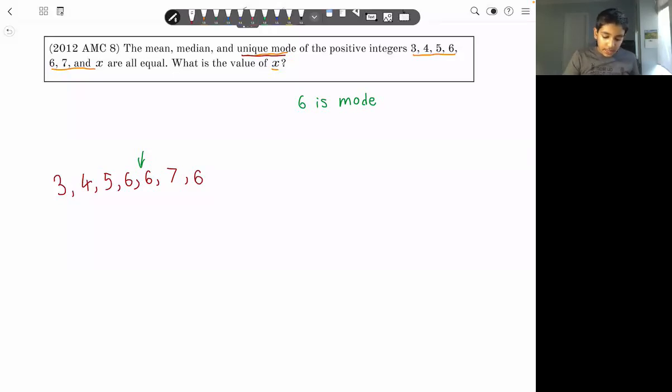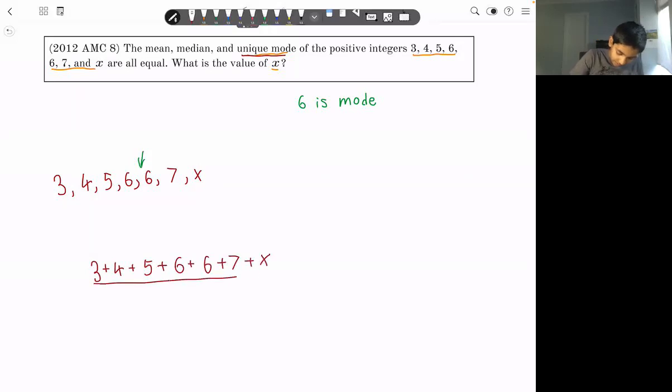So now we're given that the unique mode is obviously has to be 6. 6 is the mode, we already found that here. So if 6 is the mode, it's also going to be the mean. So back to our original set of numbers, we have that 3 plus 4 plus 5 plus 6 plus 6 plus 7 plus x, over 7, is equal to 6.